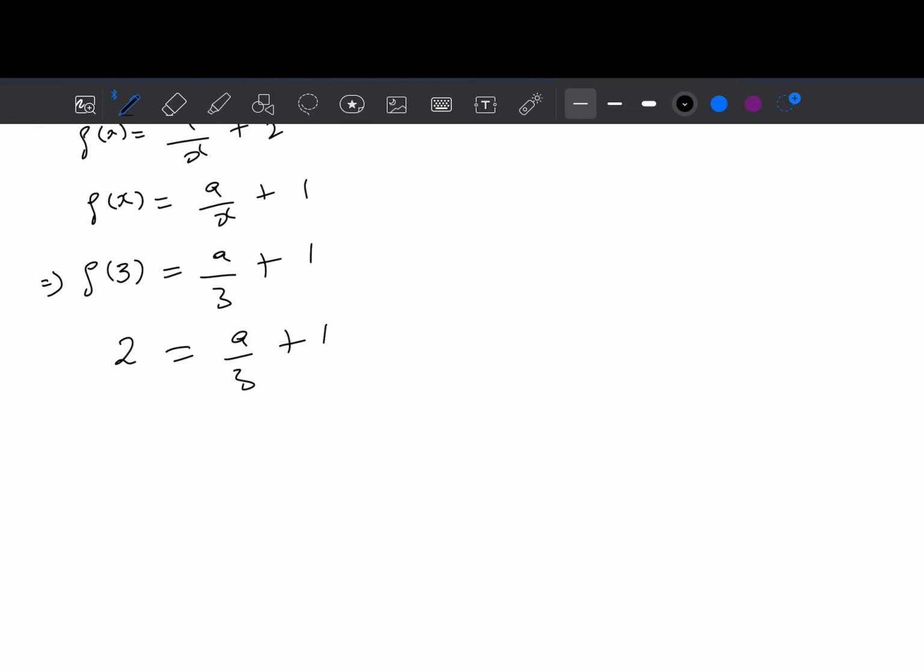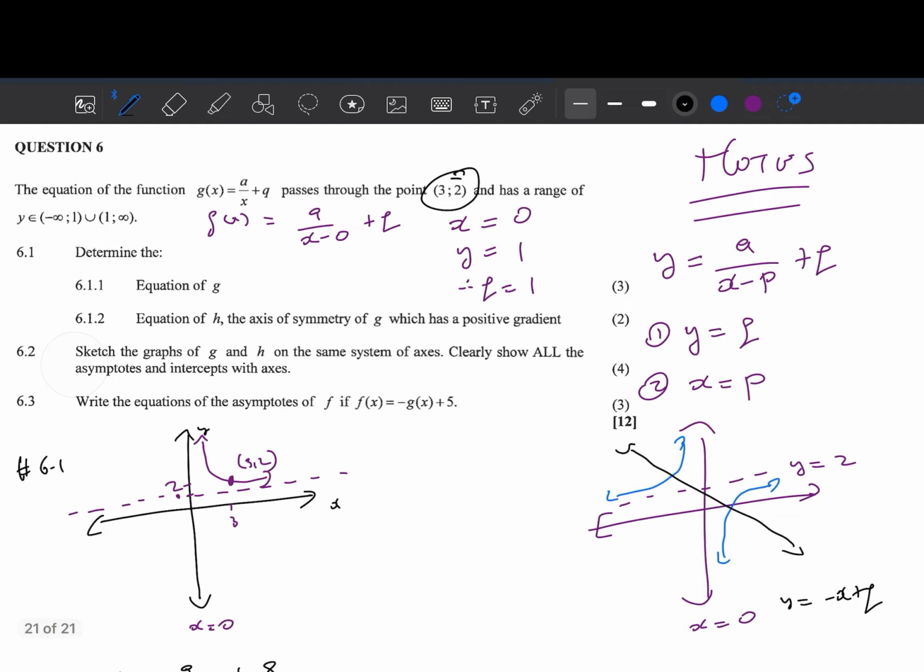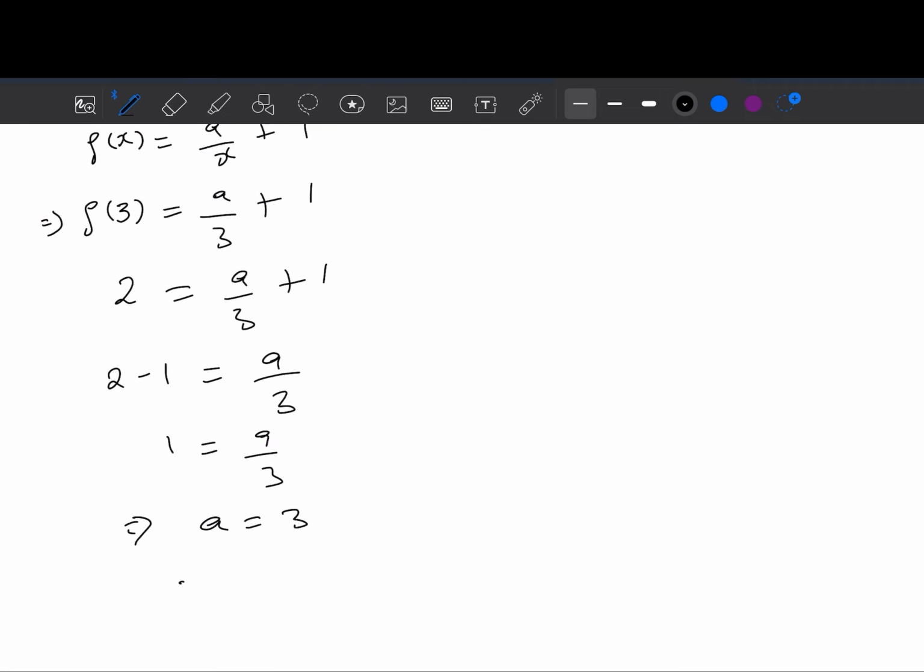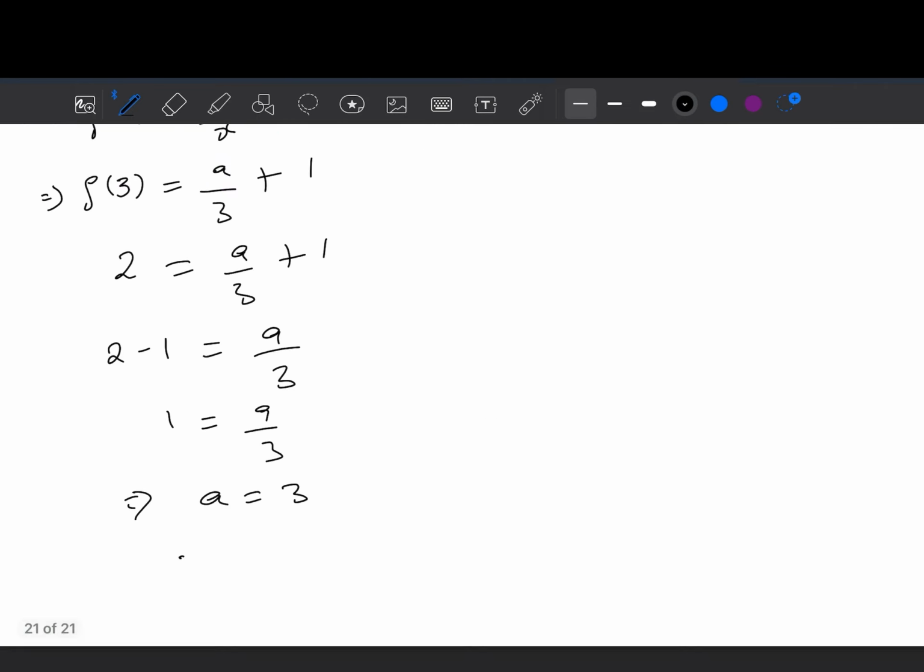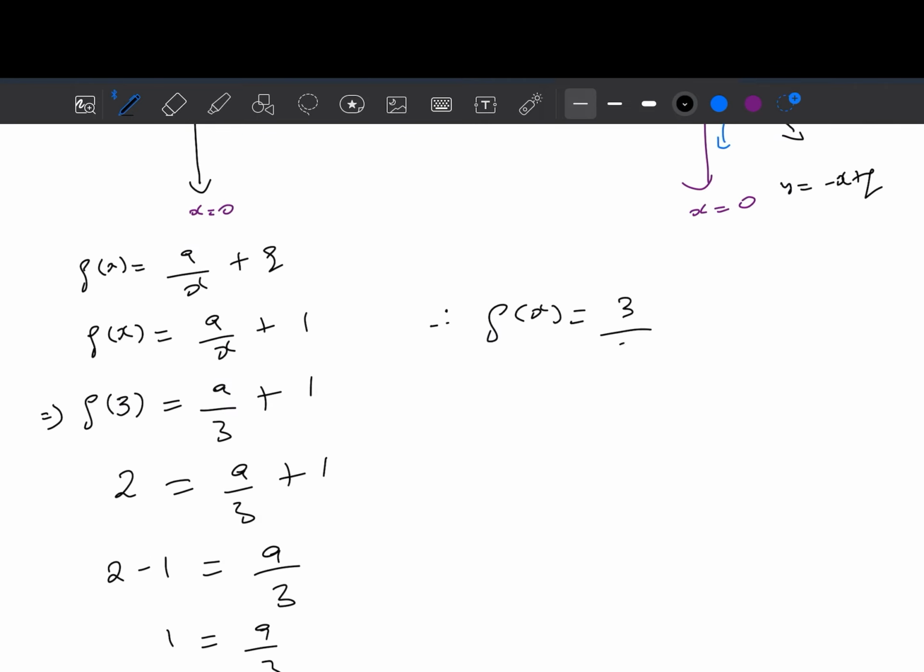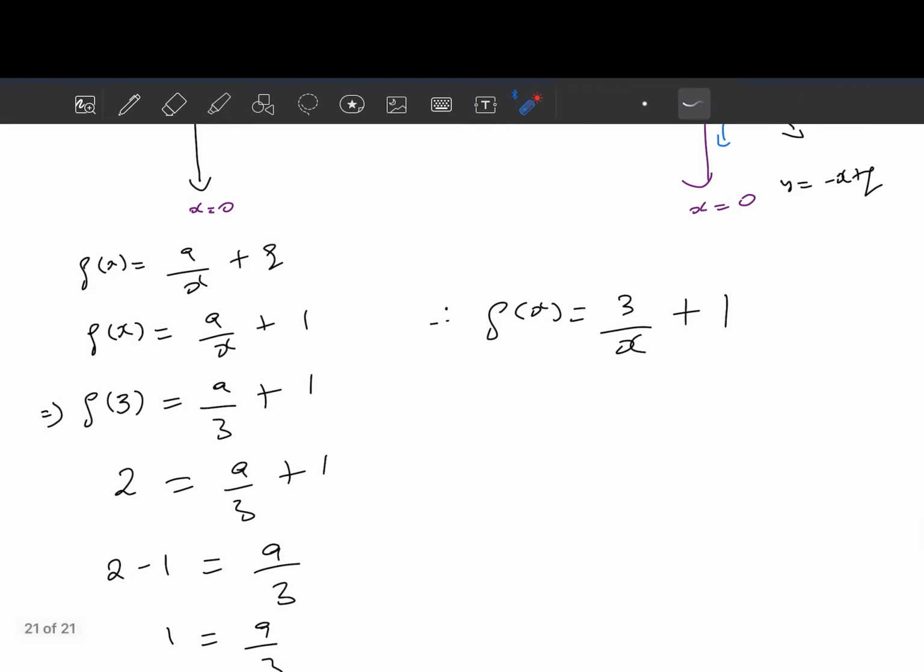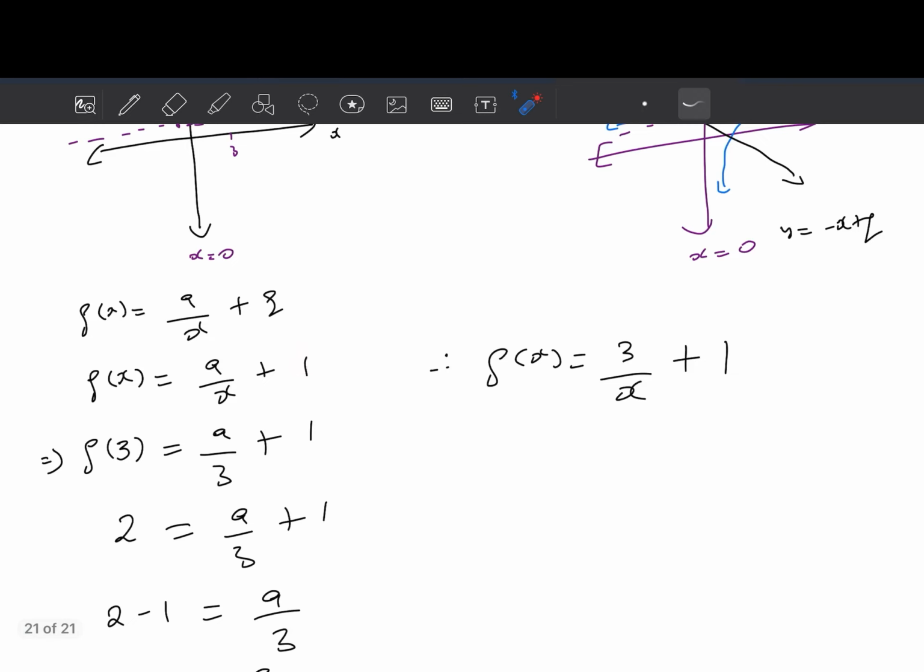So what I need to do is take that 1 and put it on the left-hand side, where it becomes negative 1. So you have 2 minus 1 is equal to a over 3, and 1 is equal to a over 3. Therefore a is equal to 3. So that's your answer: a is equal to 3. Therefore the equation is g of x equals 3 over x, and q is 1. That's your answer.